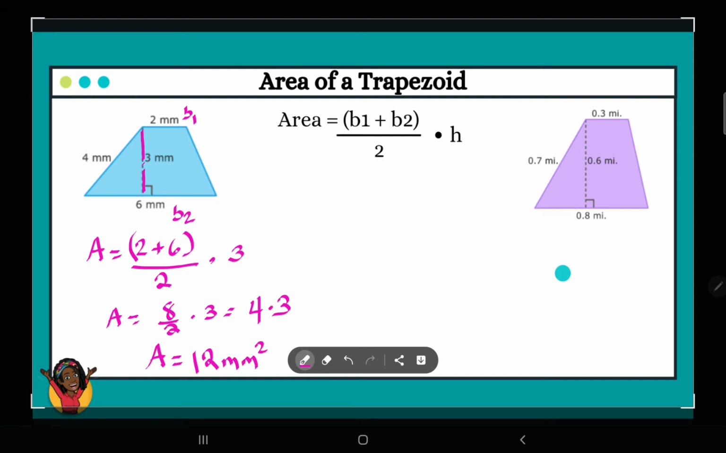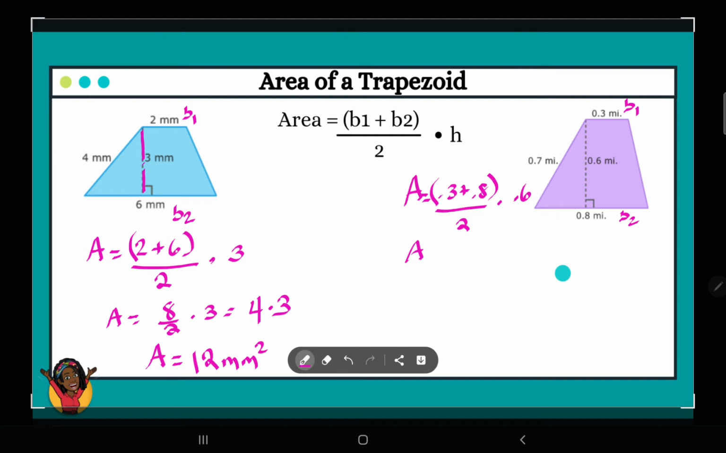Now this example, we're working with some decimals. So we're going to do the same thing. B1, B2. Now, what if I put B2 on the bottom and B1 on the top? That's fine because I'm adding and we know that addition is commutative. So A is equal to B1, which is 0.3, plus B2, which is 0.8, divided by 2, times our height, which is 0.6.